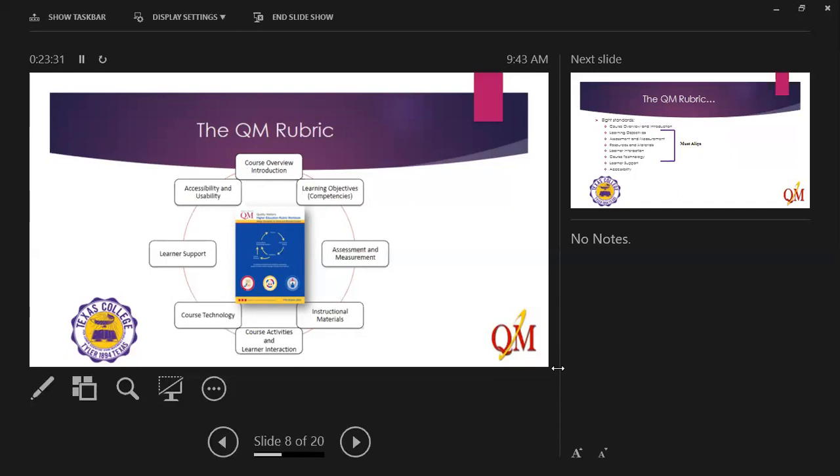And so the different core standards are the course overview and introduction, learning objectives or competencies, assessment and measurement, instructional materials, course activities and learner interaction, course technology, learner support, accessibility, and usability. So as I said a while ago, each of the 8 core standards has sub-standards, which are known as specific review standards.